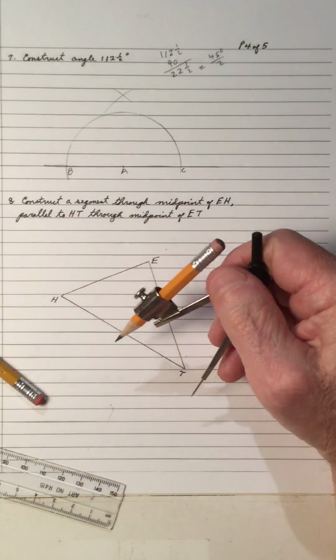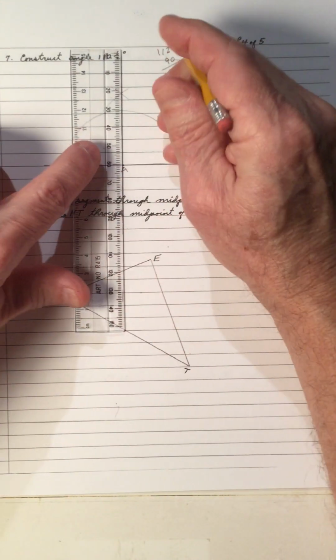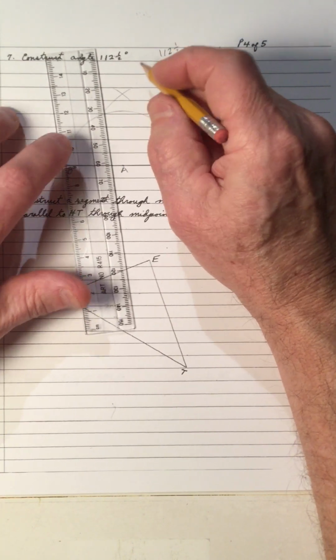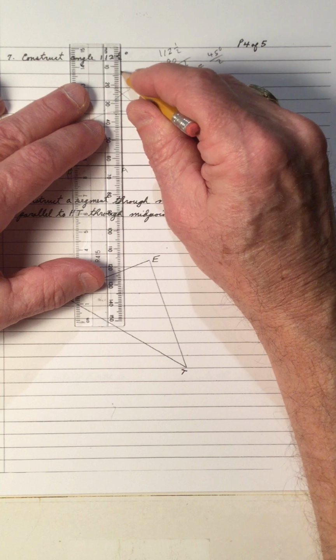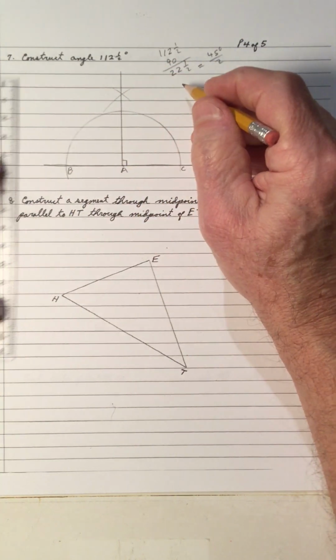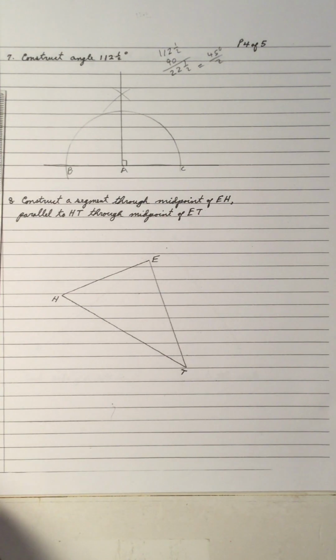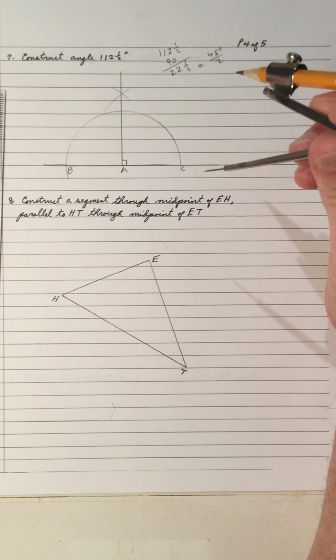So I've constructed a perpendicular at A. So we have a right triangle. We have a right angle so far. There it is. There's the right angle. So now I have a right angle. I want an isosceles triangle. So now I'm going to mark off two sides equal.